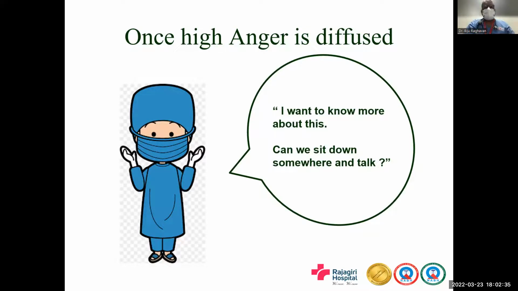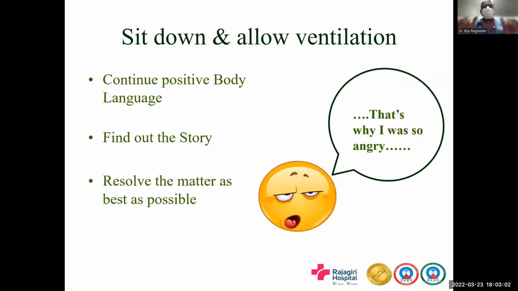Offer to sit down and talk once you have reduced the high anger to a simmering anger. And from reducing high anger to simmering anger, you don't have to open your mouth. You just allow your body to talk. You don't have to talk. So once you have reached this point where you have now finally opened your mouth and you are saying, I want to know more about this, can we sit down somewhere and talk? Then you continue helping this person ventilate their emotion.